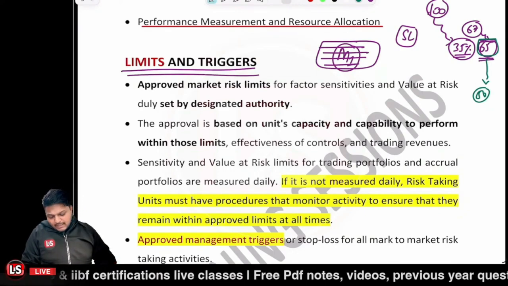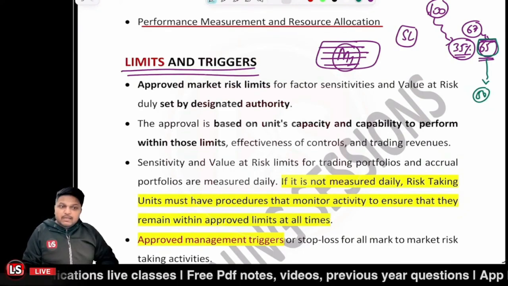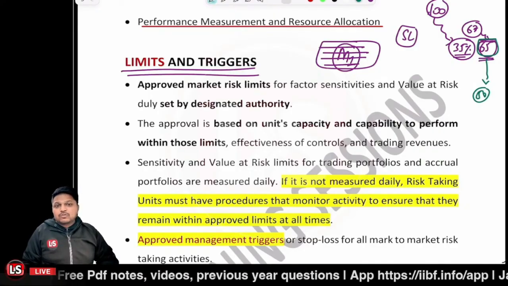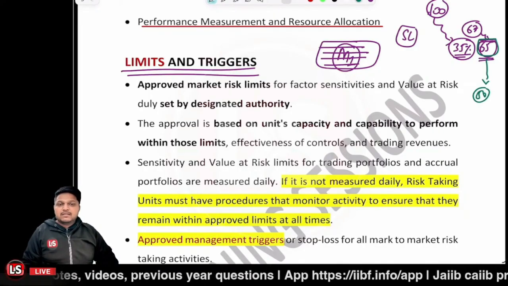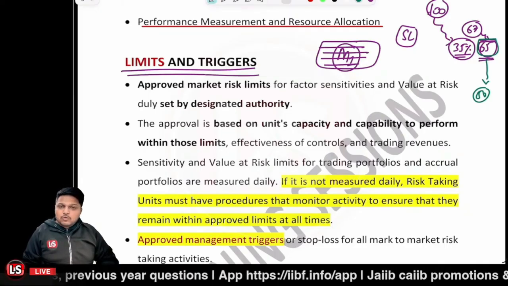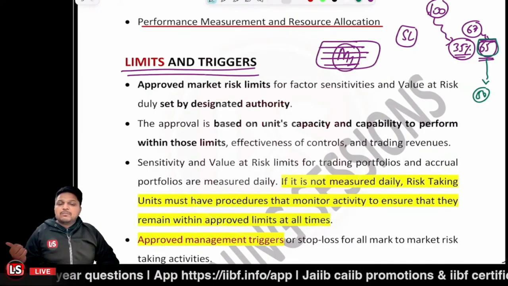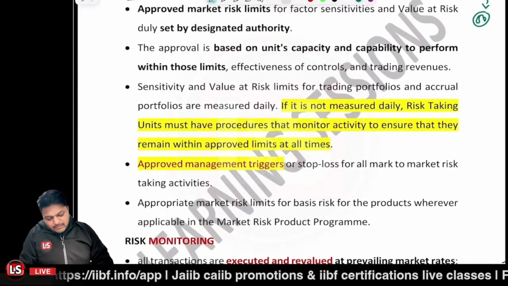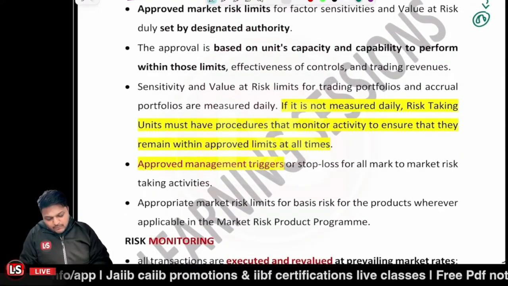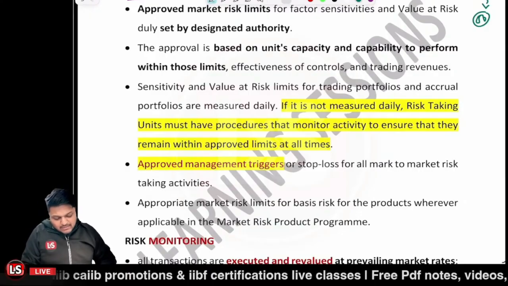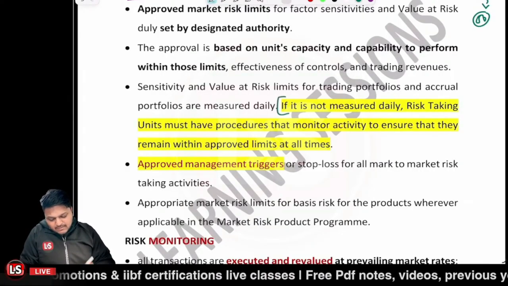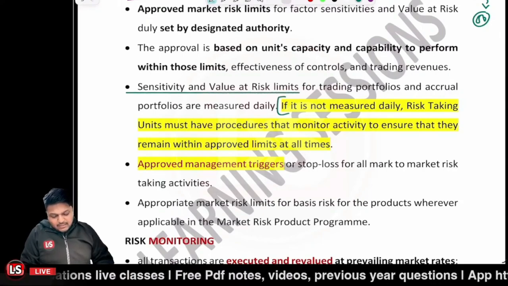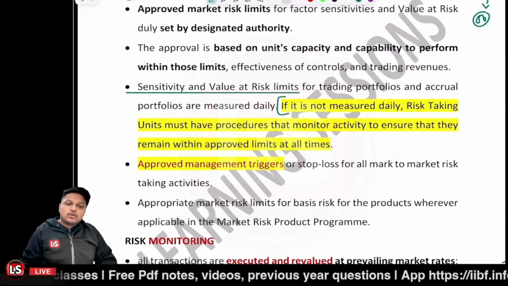Now the approvals and the limits could be set up, like limits for approval and limits for taking decisions, and those are set up by the designated authority. Let's say the senior management team or the ALCO committee, or maybe approved by the board of directors, right? So sensitivity and value at risk limits are set for the trading portfolios and accrual portfolios. Those are measured on a daily basis. And if value at risk limits are not measured on a daily basis, risk taking units must have procedures for how they're going to manage their activity.